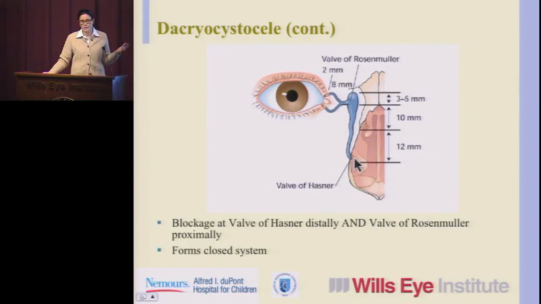Typically with an LDO, you just have your obstruction at the valve of Hasner. And then with a dacryocele, you get one up top and below. So then all of the fluid and or pus, because these can commonly be infected, just accumulates here.